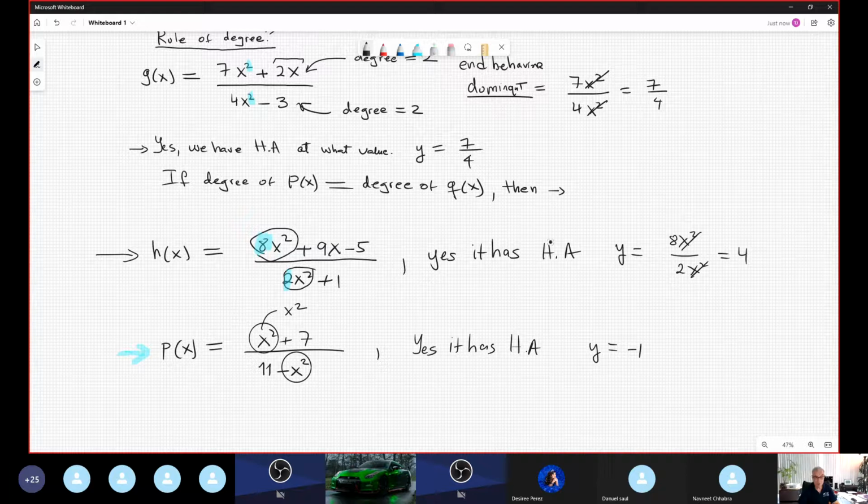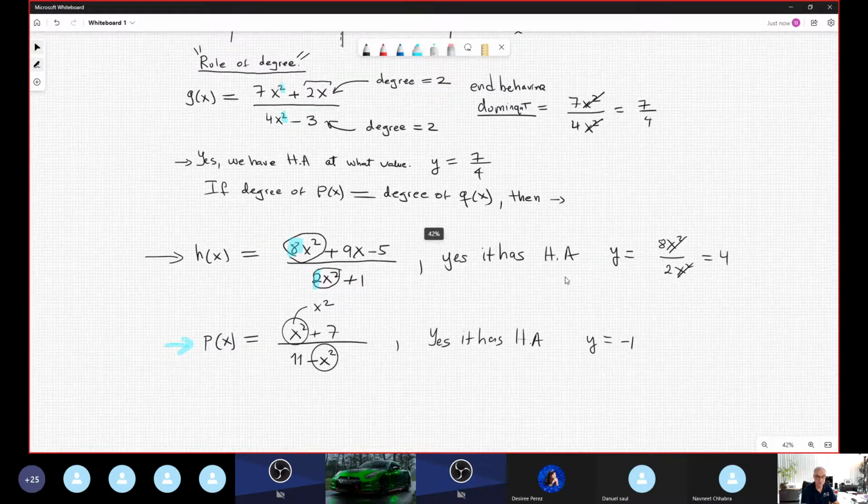Okay, super. And that's it. No, sorry, no. This is the regular case. It's the most frequent case. Most often you can see when the degree is the same. Suppose now when the degree is different.